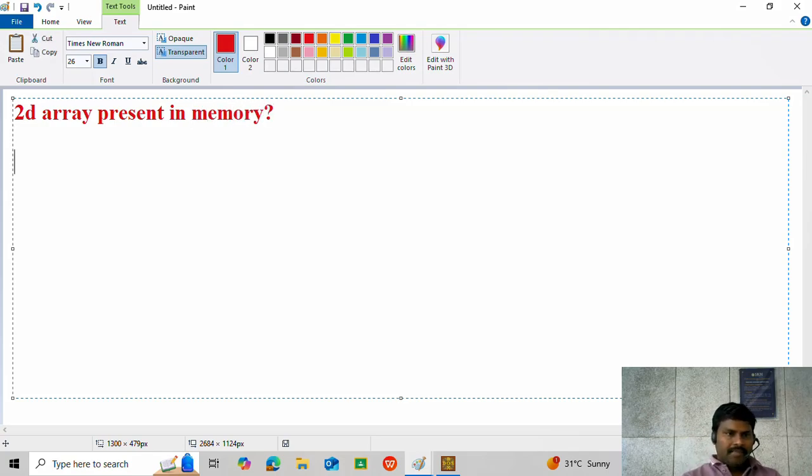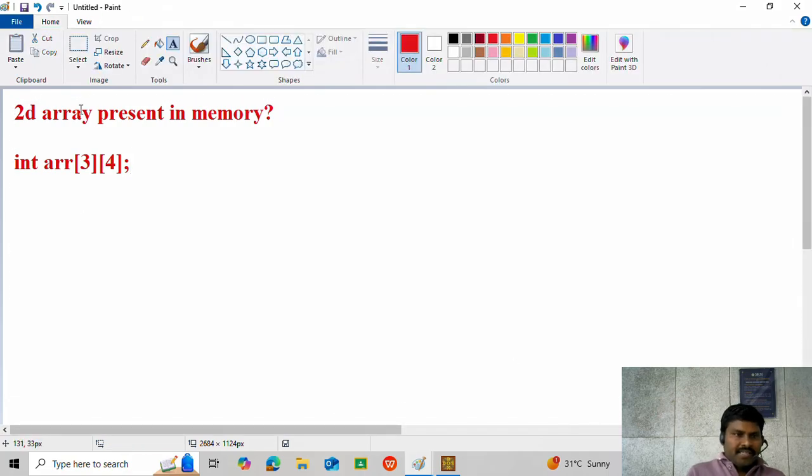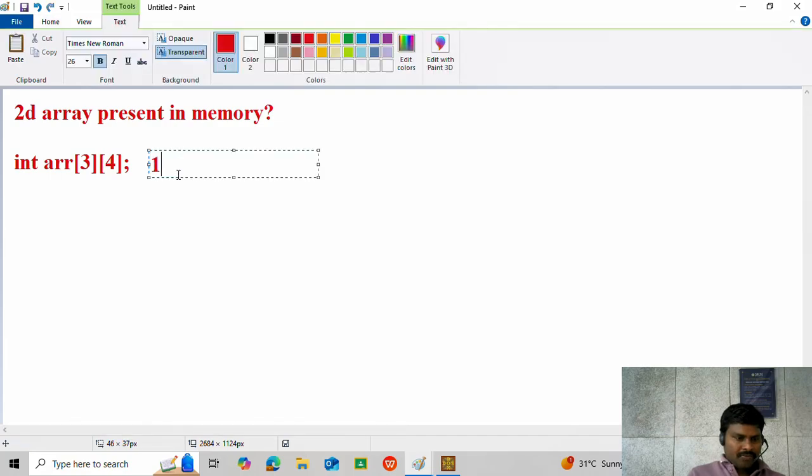Here we are declaring int arr of 3 and 4. So an array of arrays is a 2D array. Here the number of rows is 3, so the memory is allocated for a total of how many elements? 12 elements.